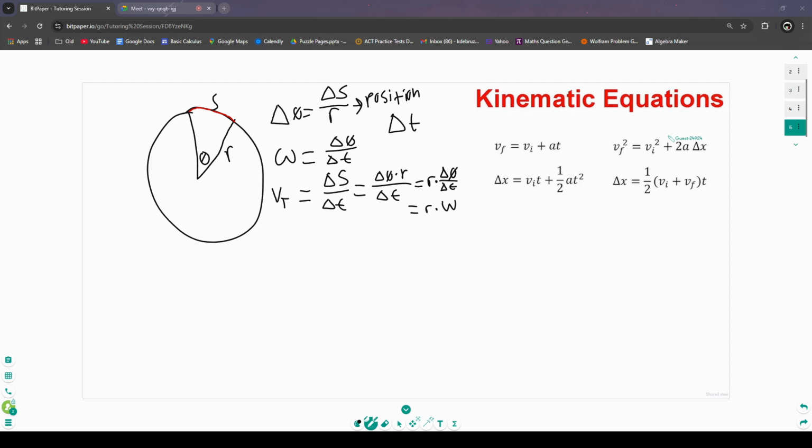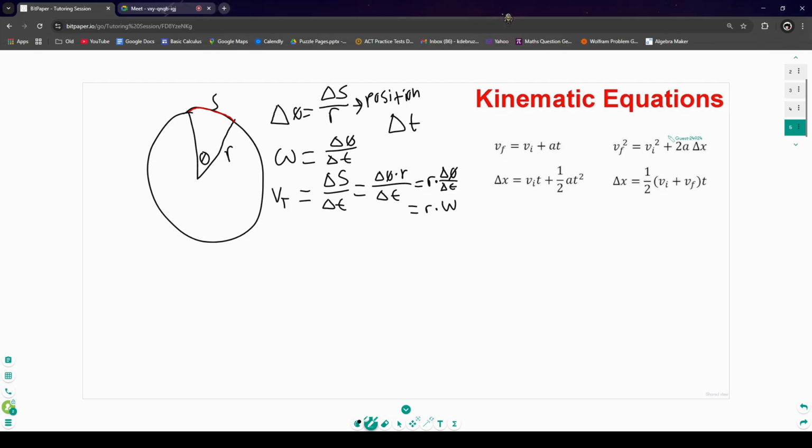Yeah, I'm good. Okay. Well, actually, let me ask you this. How would we write, well, this is kind of a trick question, but how would we write acceleration in angular terms? So if we're trying to use omega.